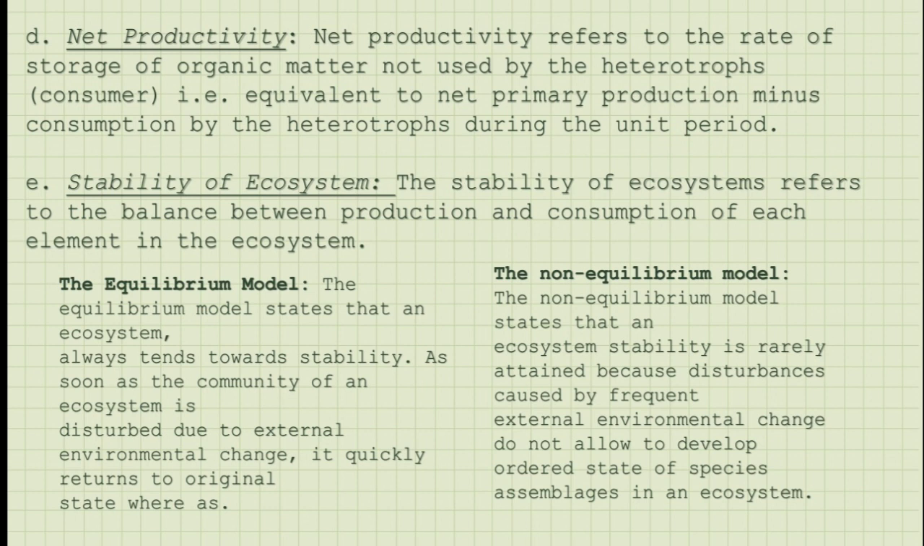As soon as the community of an ecosystem is disturbed due to external environmental change, it quickly returns to its original state, whereas the non-equilibrium model states that ecosystem stability is rarely attained, because disturbances caused by frequent external environmental change do not allow an ordered state of species assemblages to develop in an ecosystem.